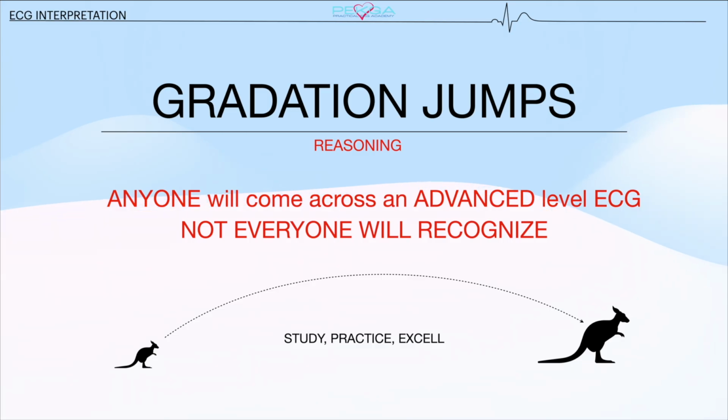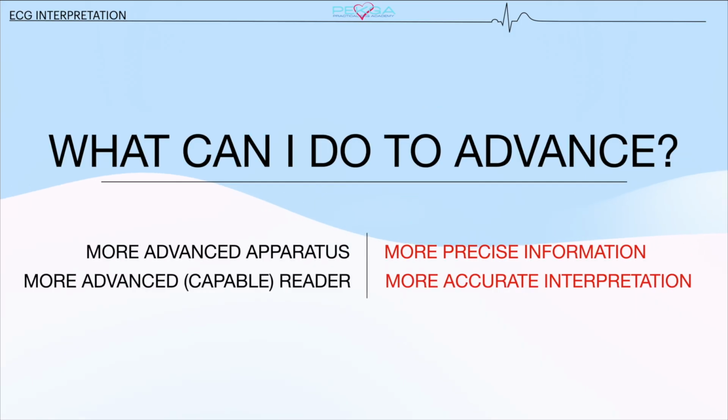Again, we're talking about gradation jumps that we're using for this video, okay? Why we broke it up into such levels. So anyone will come across an advanced level ECG. Not everyone will be able to recognize it. So study, practice, and excel. So what can you do to advance? I hope it's clear to this point why we're having such jumps, right?